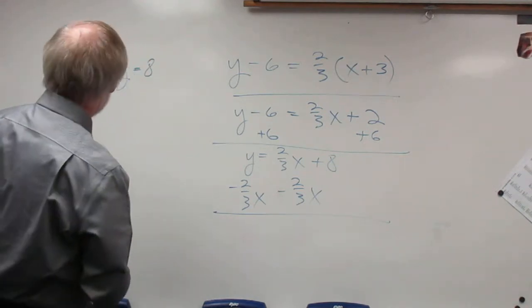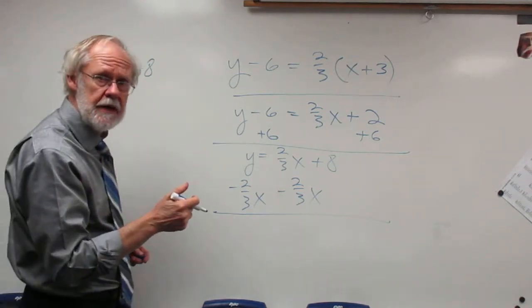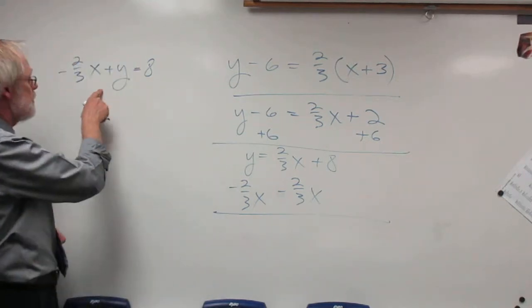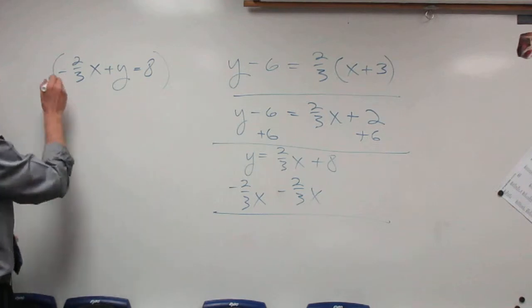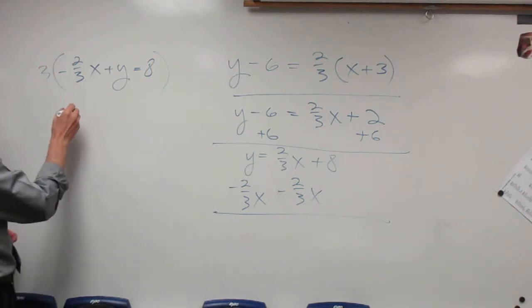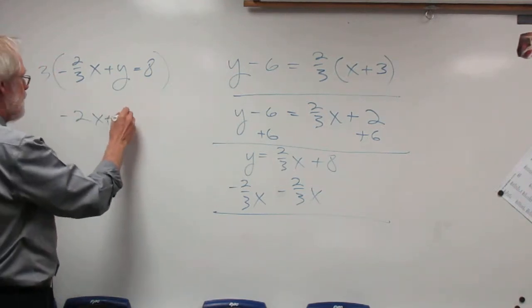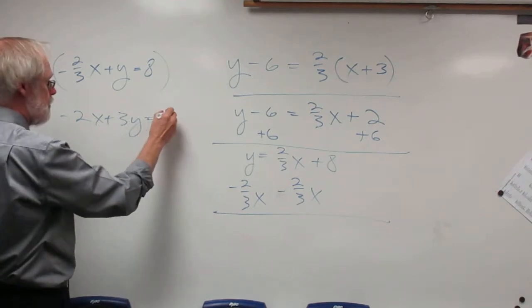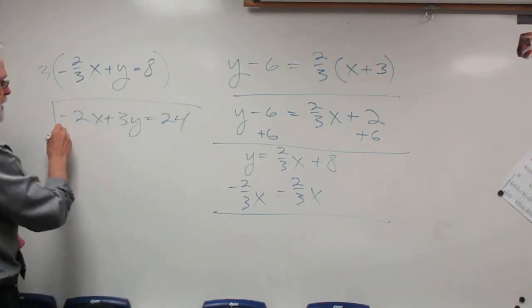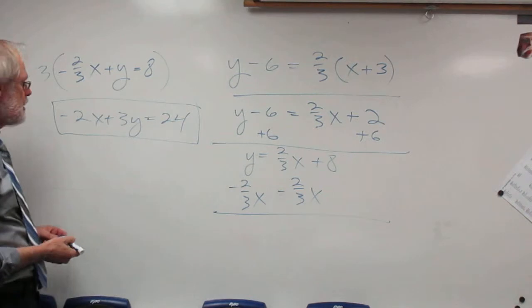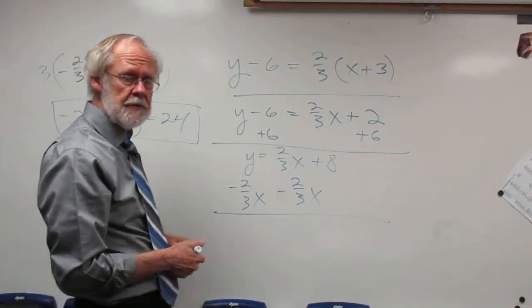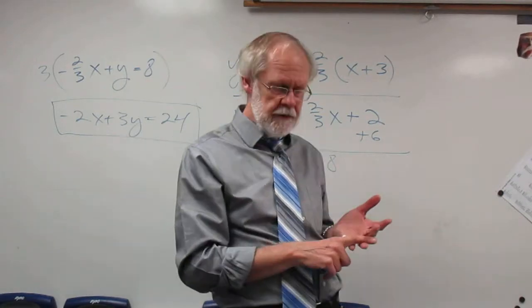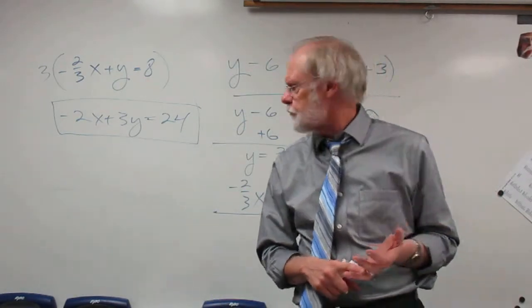All right? Not there yet, because remember, we have to change this by getting rid of the fraction. So I'm going to multiply everything by 3. This becomes negative 2x plus 3y equals 3 times 8, which is 24, and that is standard form. All right? So 3 different forms we've looked at: point-slope, slope-intercept, and standard.